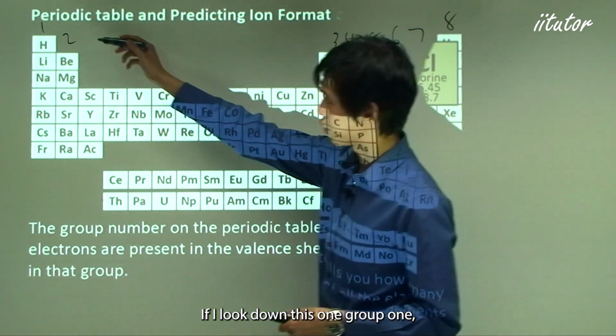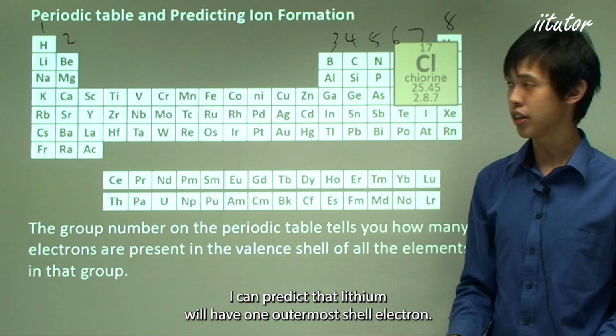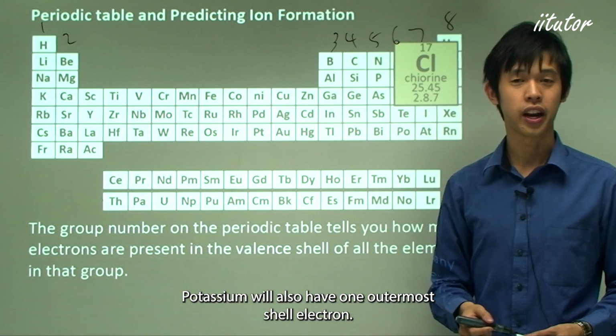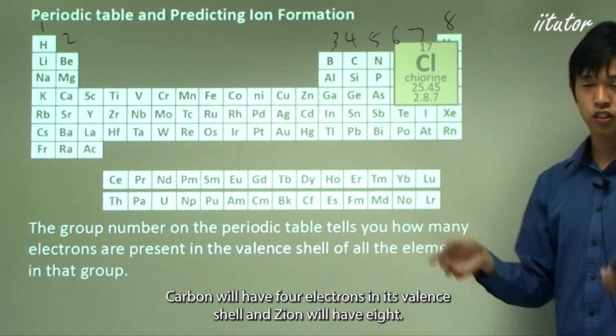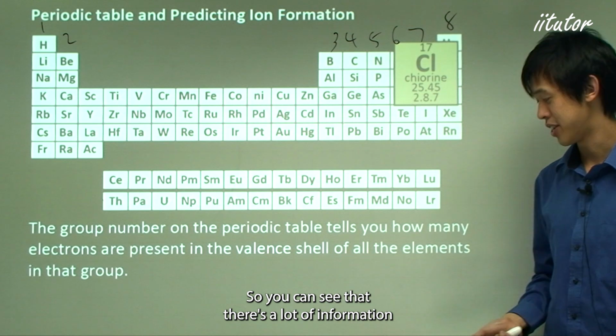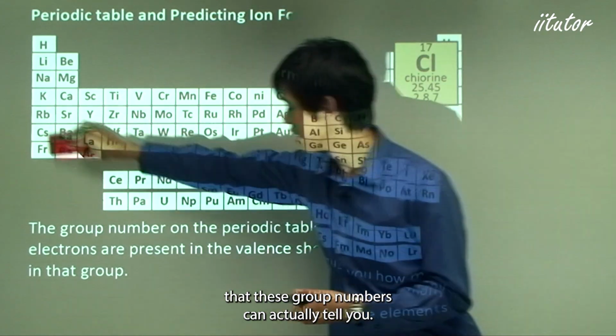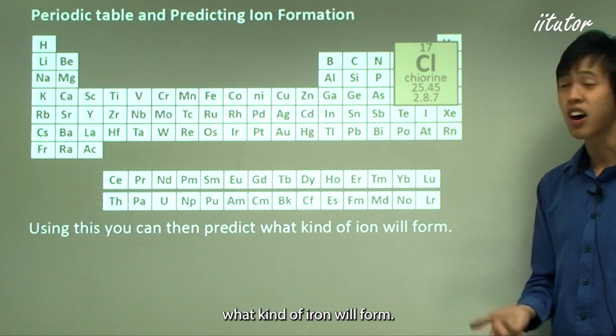If I look down group 1, I can predict that lithium will have one outermost shell electron. Potassium will also have one outermost shell electron. Carbon will have 4 outer electrons in its valence shell, and xenon will have 8. So you can see that there's a lot of information these group numbers can tell you. That actually helps us a lot. Using that knowledge, we can predict what kind of ion will form.